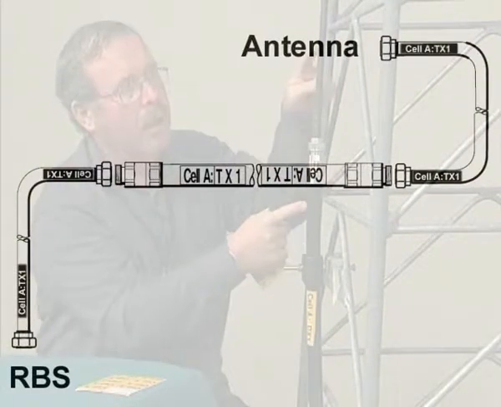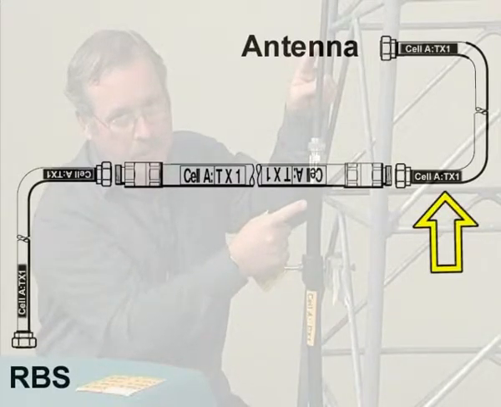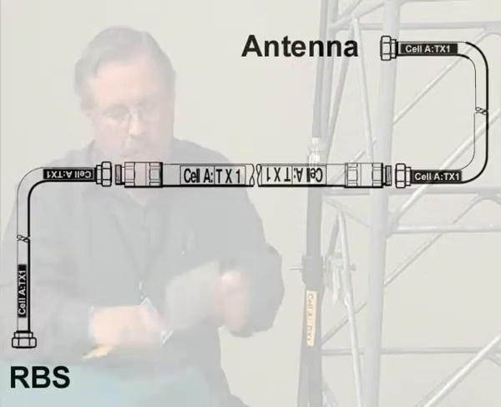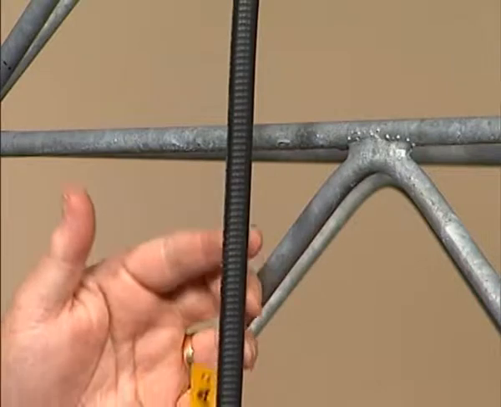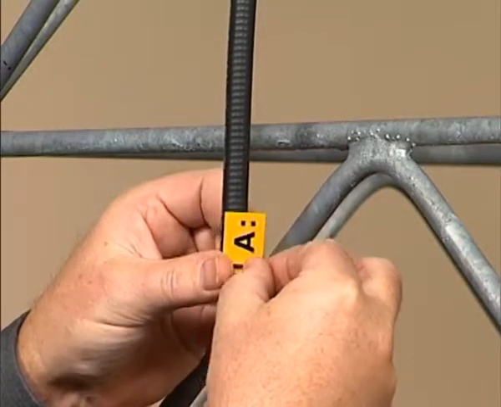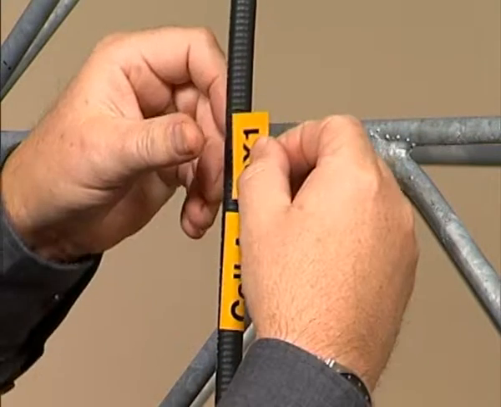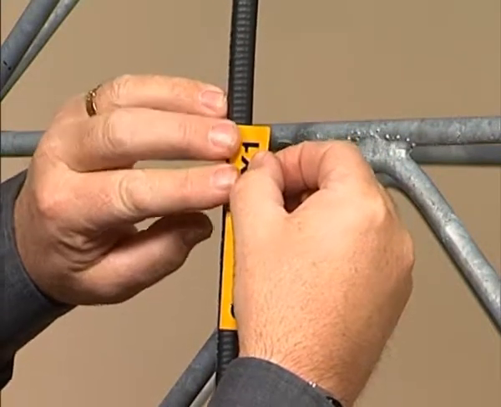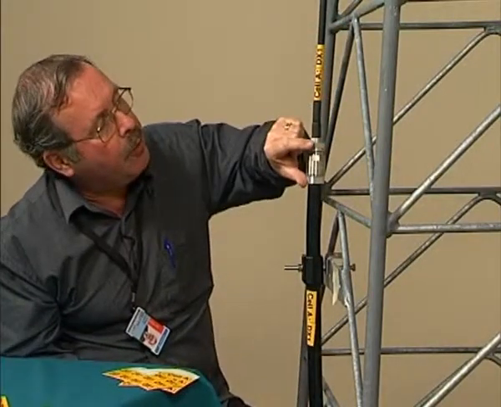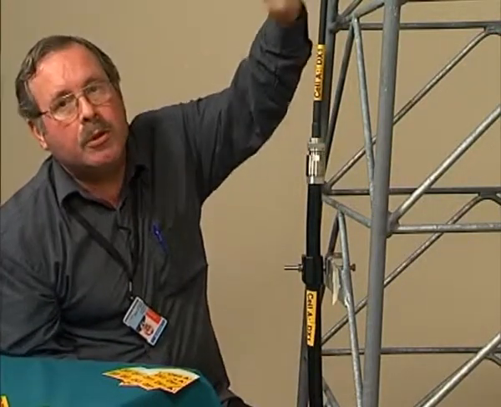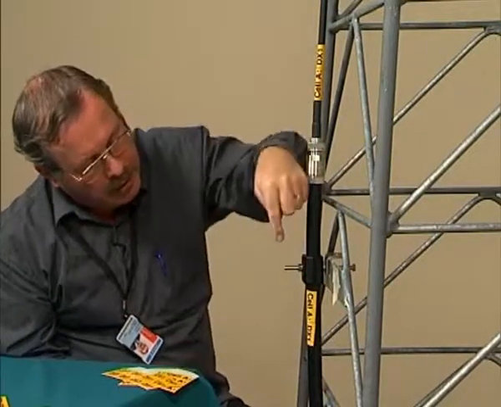Next, I have to mark the jumper cable with the same markings. Cell A, and I shall fit my cell A label here. Duplex 1, DX1, and it's from the connector, it's reading upwards. So always from the connector away, from the connector away.